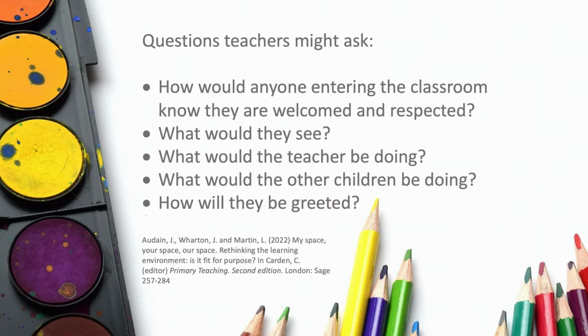Teachers are best placed to know what works best for the children according to their ages and their different stages in education. However, there are a few suggestions here and questions to consider as we move forward. So if we think first about the classroom environment, imagine you're walking through the door for the first time. How would anyone that was walking into that classroom know that they were being welcomed and that they were felt respected? What might you see the teacher doing? And maybe what might you see the children doing? How would you greet children, and what would you see in that classroom?